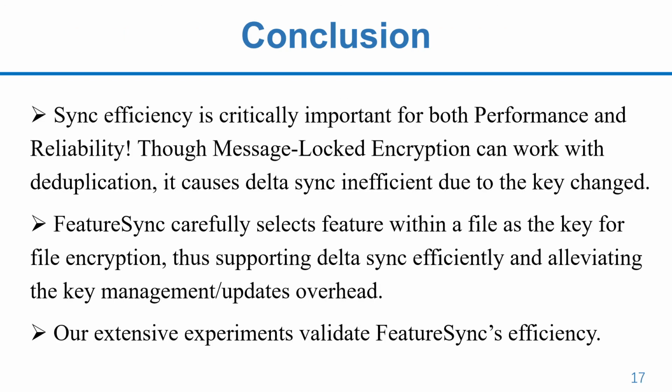Okay, let me conclude the paper. First, message locked encryption may cause data sync failure due to the key change. Second, Feature Sync carefully selects a feature within a file as the key for file encryption, thus supporting data sync efficiently.